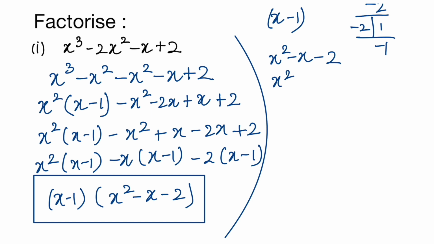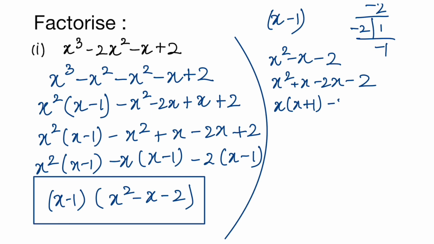So x squared plus x minus 2x minus 2. And from the first two terms you can take x as a common factor and that leaves you with x plus 1. And from the last two terms you can take minus 2 as a common factor, that leaves you with x plus 1 as well.